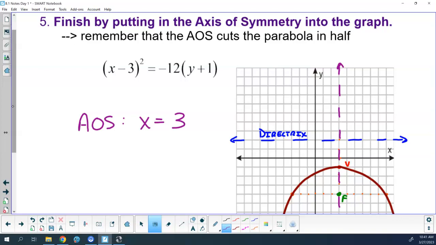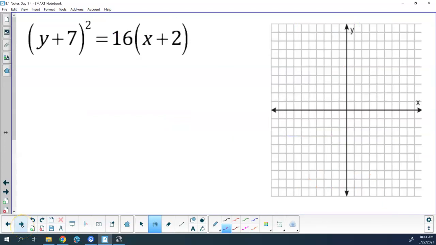Five steps. Okay? All right? Let's try one more. We got plenty of time to do this one. Let's graph this one using all of our steps. Okay? The quantity y plus 7 squared is equal to 16 times the quantity x plus 2. Step number 1.